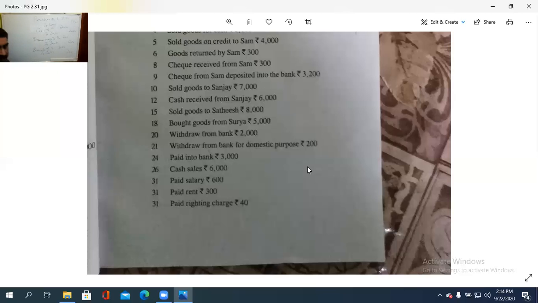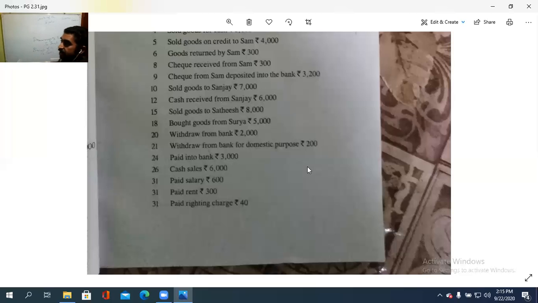Then next is cash sales. Sale through cash. So cash account debit to sales. How much? 6,000. Then next is on 31st. The transactions are paid salary 600, paid rent 300, paid writing charges 440. So salary is paid in cash, rent is paid in cash, and writing charges also are paid in cash. So we will write this as a compound journal entry, isn't it?